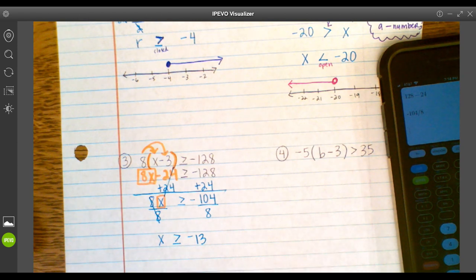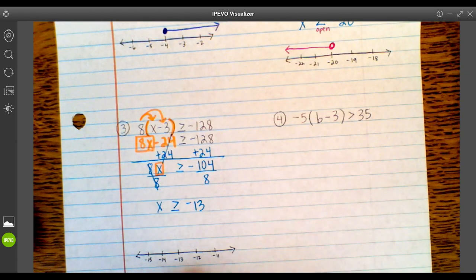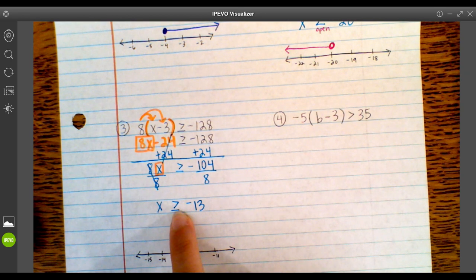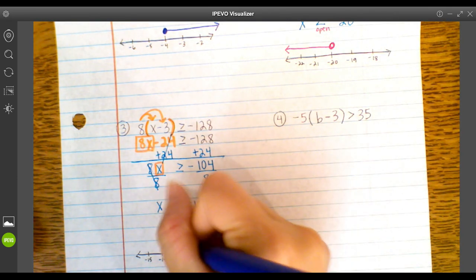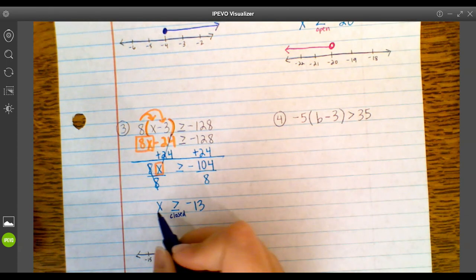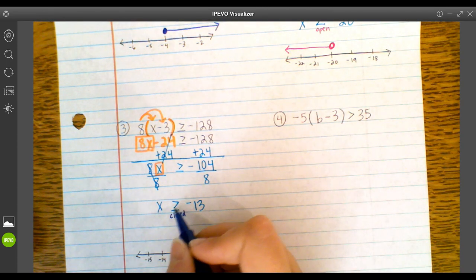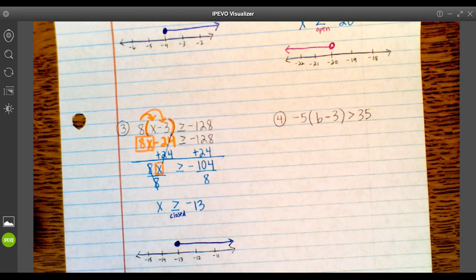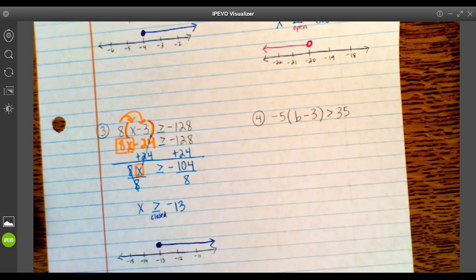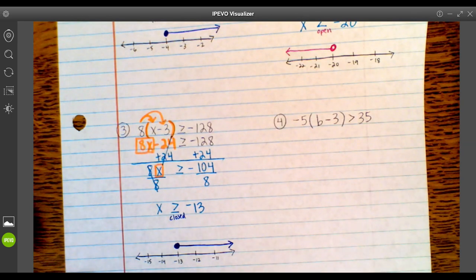So go ahead and sketch up your number line. And so if we have greater than or equal to, that means that we have a closed dot on -13. And since our x is on the left side and we are pointing to the right, that means that our arrow is going to the right side. All right, guys, last question. So number 4, again, we see this parenthesis action happening. So we are going to distribute first.